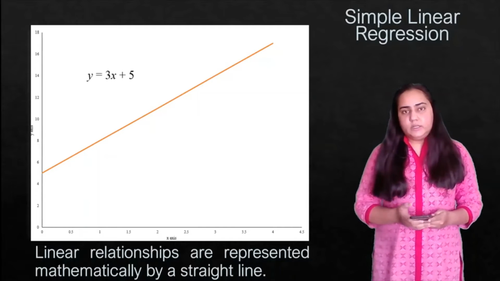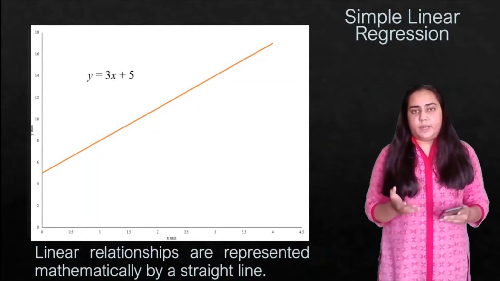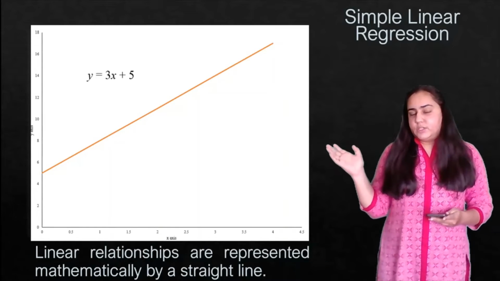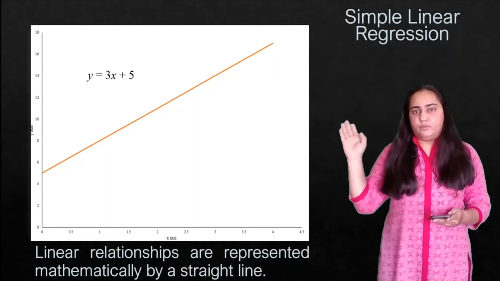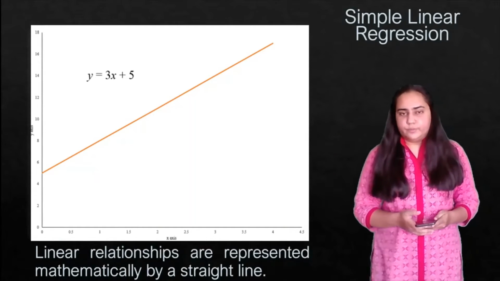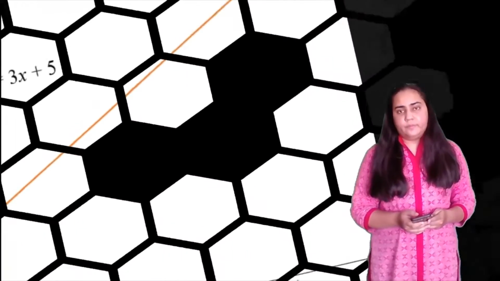So mathematically, linear relationships are expressed by a straight line. As you can see in the graph, the line does not necessarily have to be something that goes upwards. It could be coming downwards. It could be a flat line too. So it depends on the type of data that you have.